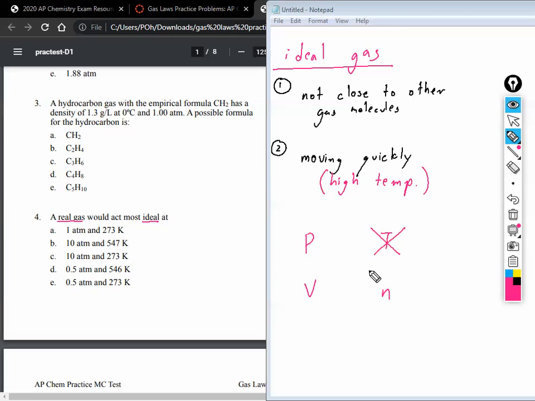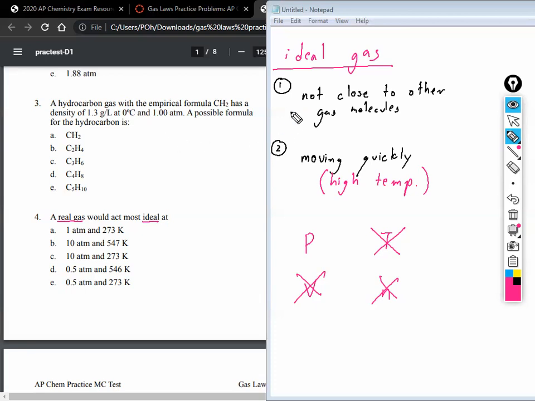All right, what about number one? If it's not close to other gases, what do you think it has to do with? Pressure, volume, or moles? I'm hearing moles and volume. Anyone think pressure? Yes, it is actually pressure, guys. Good explanation. So if we think about pressure, pressure is gas molecules bouncing off of something, right? The gas molecules can bounce off the walls of the container, but what else can they bounce off of? Each other. And if the pressure is low, they're not bouncing off of things very much.